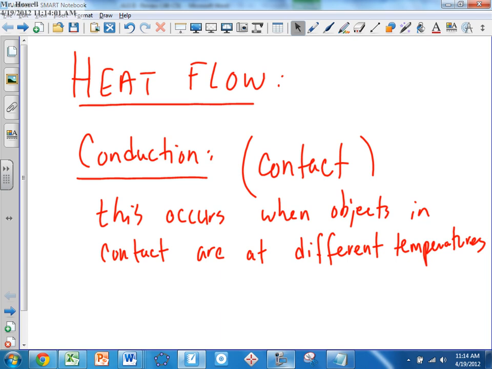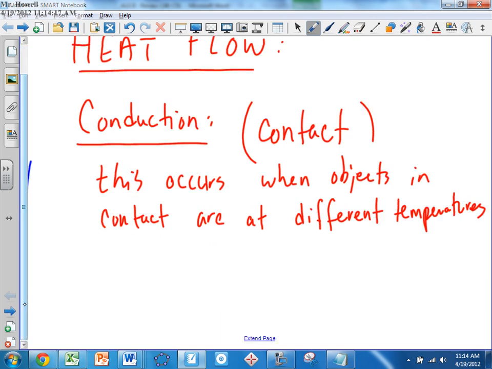Conduction. We'll talk about that. That's even different than what he said. It's one of the three. He's talking about the other one. We're talking about the first one. Give an example of conduction. No, conduction.